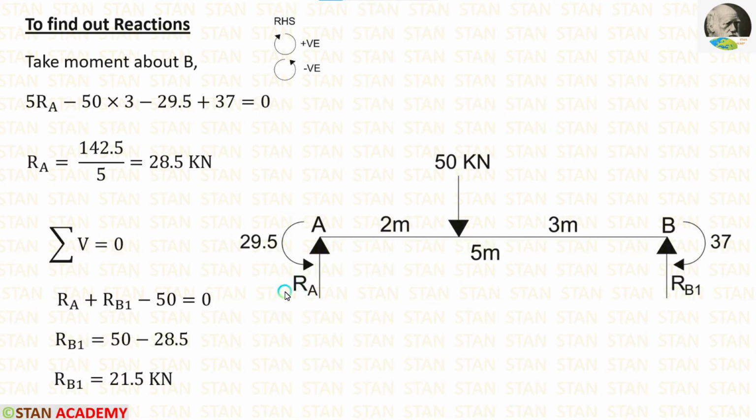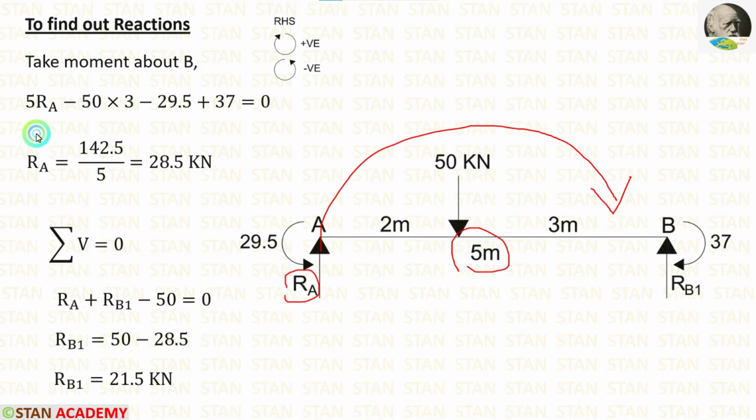In the span AB, first I am going to find RA. For that, I am going to take moment about B. In this case, I am moving towards right hand side. Clockwise will be positive and anticlockwise will be negative. The vertical reaction RA is acting towards the point B in the clockwise direction, so it will be positive and the distance is 5. So 5 RA.